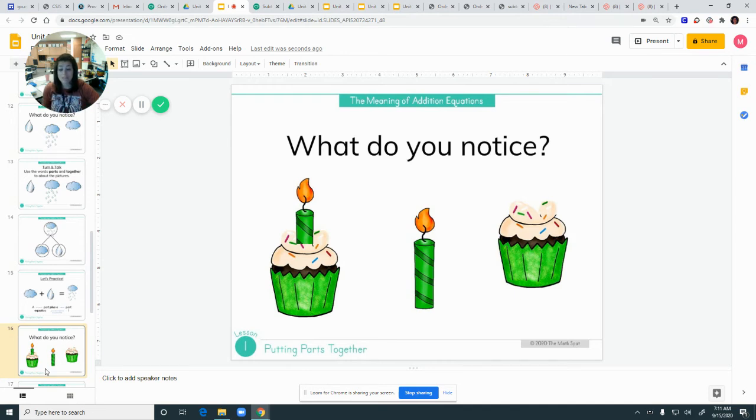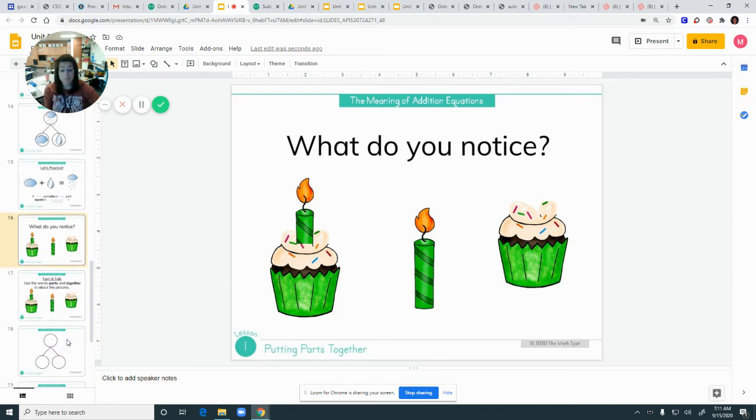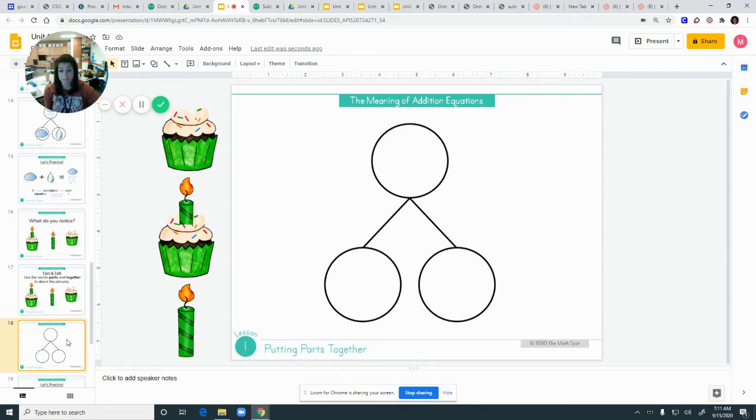Okay, let's look at a different one. What do we notice here? What do you think is our whole? You're right, the candle and the cupcake. The pieces that make up that candle and cupcake are the candle and the cupcake. Let's put that into a number bond. Remember, the top is our whole. So what two pieces am I going to use to create my whole?